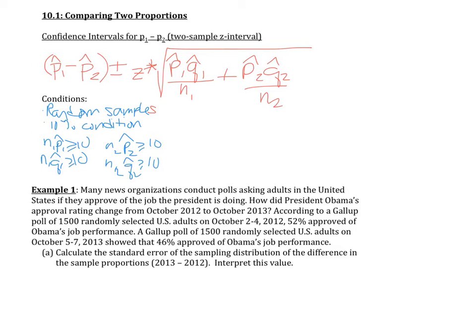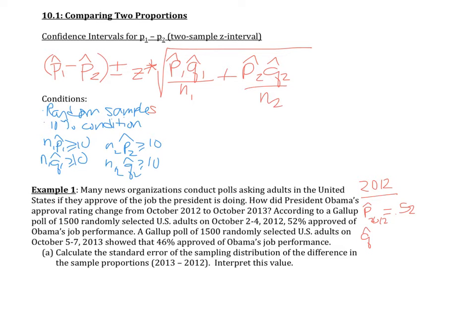Okay, so here's our first example. We want to know if there was a change in Obama's approval rating between 2012 and 2013. Before I do anything else, I'm going to write out all of my values, my sample statistics. From 2012, my P hat is the approval rating. So my P hat of 2012 is going to be 52%.